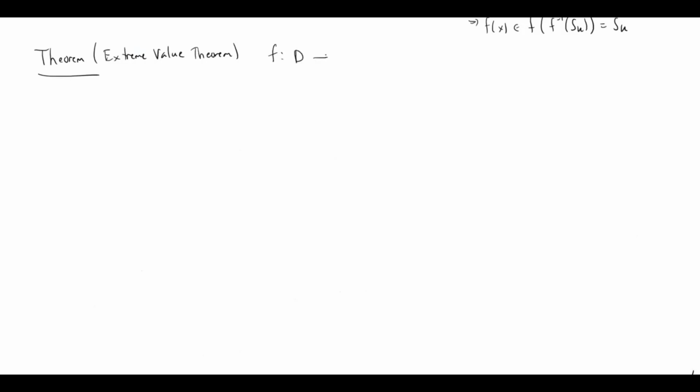So we're going to start with a continuous function, and we're going to assume that D is compact. Okay, so the claim is that if we look at all of the elements of D and we evaluate f over all of those, then there is going to be a minimum value and a maximum value. So before we prove this, let's see what can go wrong.